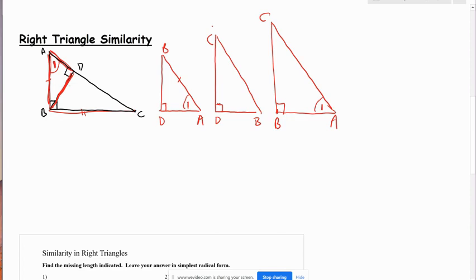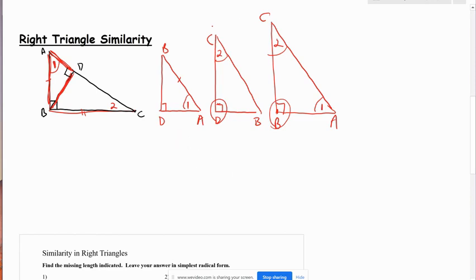And then we can do the same kind of thing with the medium-sized one. Let's call this angle 2. So angle C is angle 2, so we have angle 2 and angle 2. And so both the medium and the large triangle have angle 2 the same, and they both have a right angle. So those two triangles are similar by AA. So we showed that these two are similar by AA. Then we showed that these two are similar by AA. So that means they're all three similar to each other.